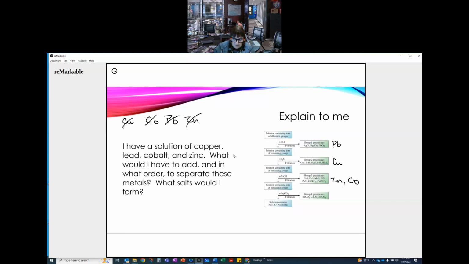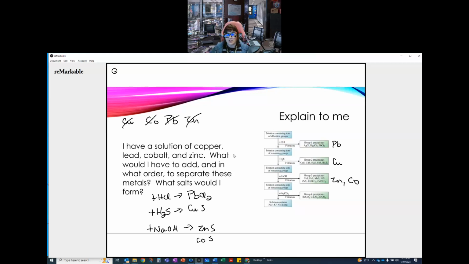The first thing is to add the HCl. That's going to precipitate the PbCl2. That's awesome. We then add that H2S, and that's going to give me the CuS. But then if I add NaOH to that, I will precipitate both the ZnS and the CoS. And so we will have to do something else or be very, very careful how we do that to see how we can get those separate.